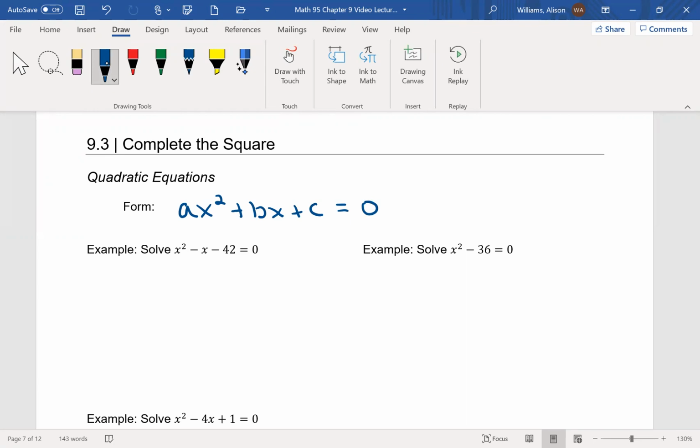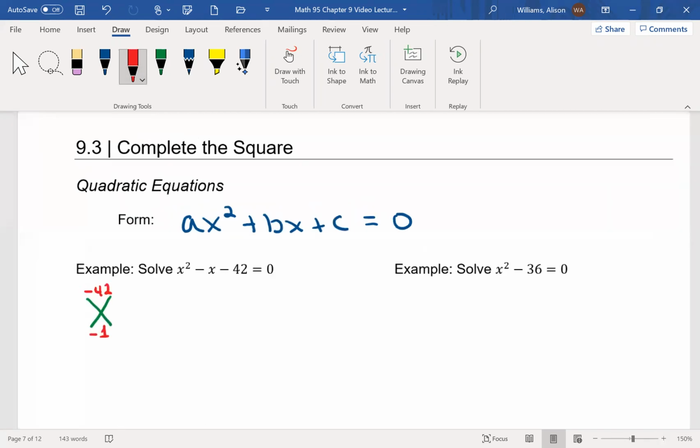And prior to this, when we were solving quadratic equations, like this first example, what we do is factor. So I'm going to go ahead and factor this. I can use my shortcut. And this is going to be, let's see, negative 42. Two numbers that multiply to be negative 42, but add to be negative 1.